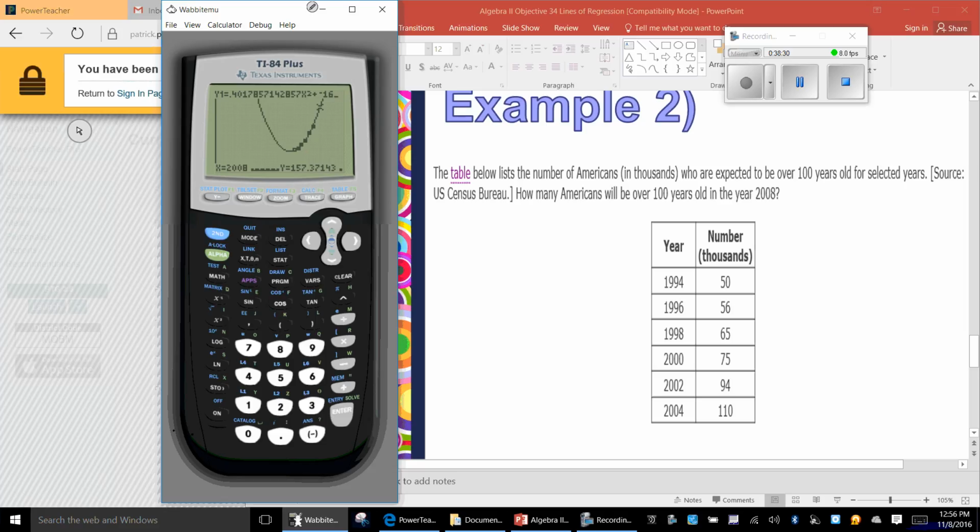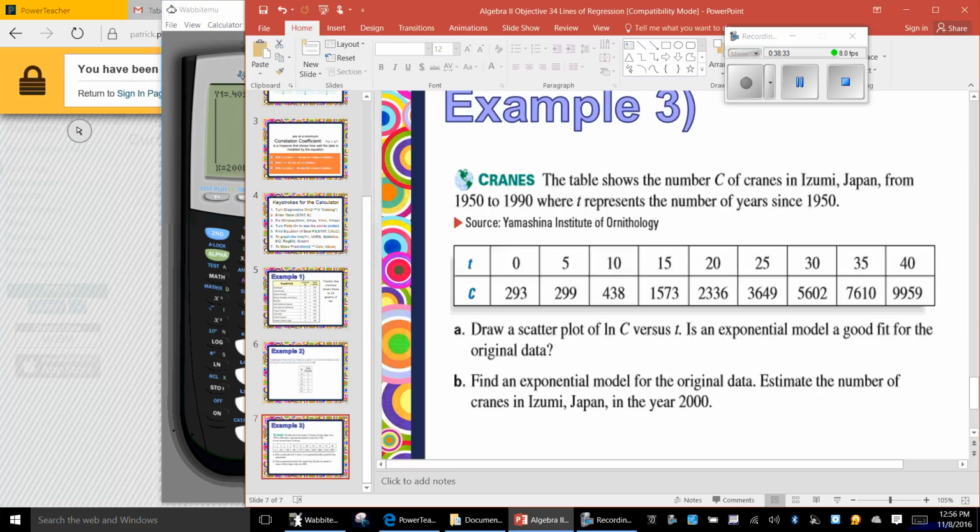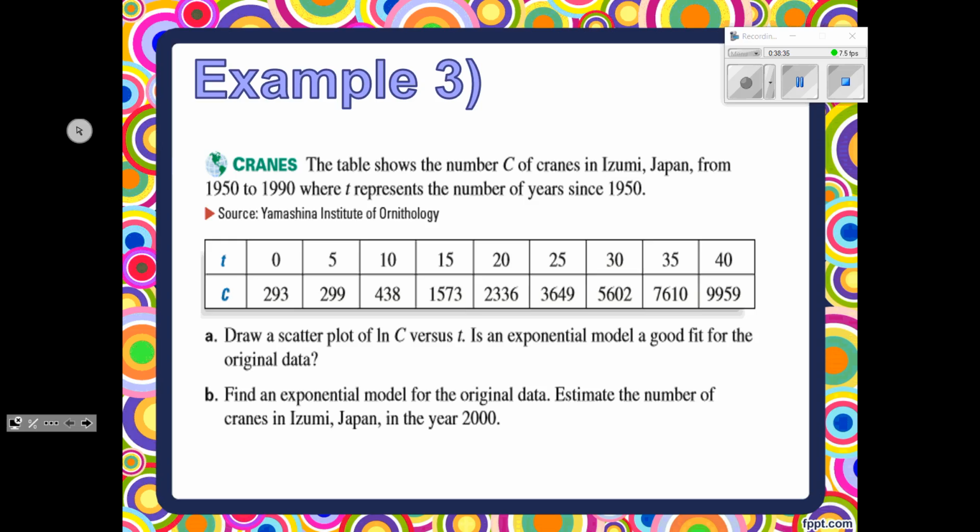All right, so we're going to do one more, and I want you to try this one on your own. Okay? I want you to read it and see if you can get your window and make your prediction.